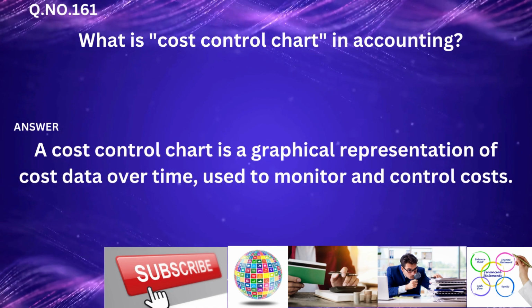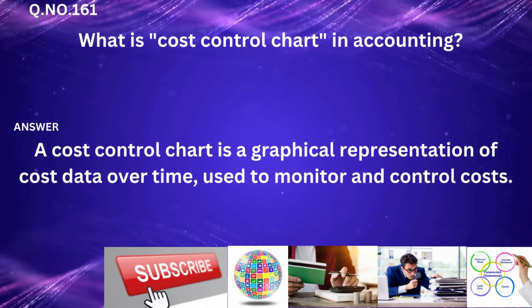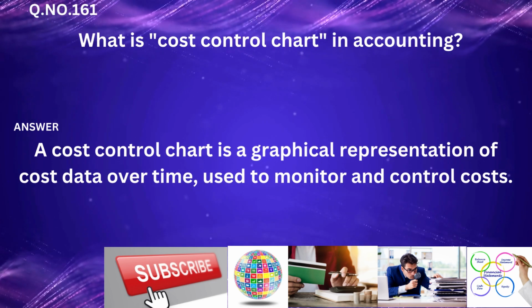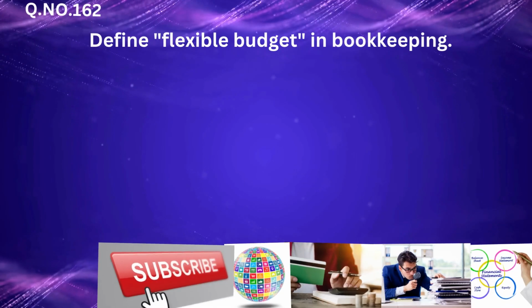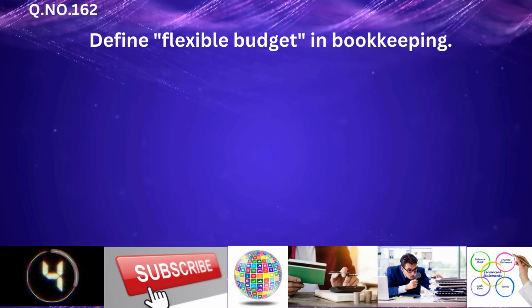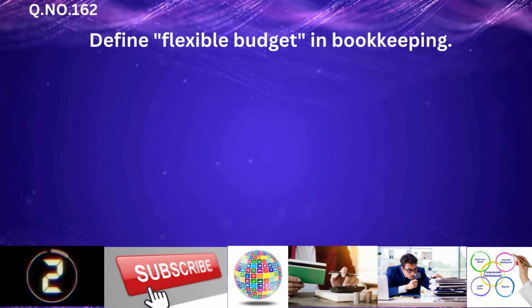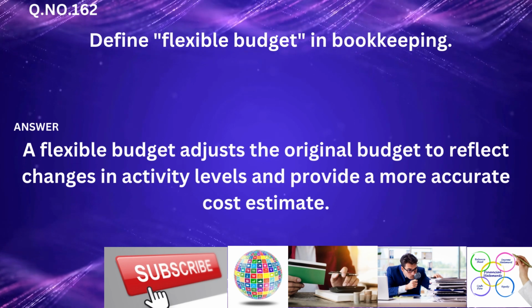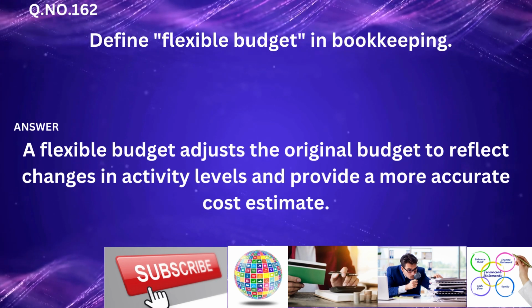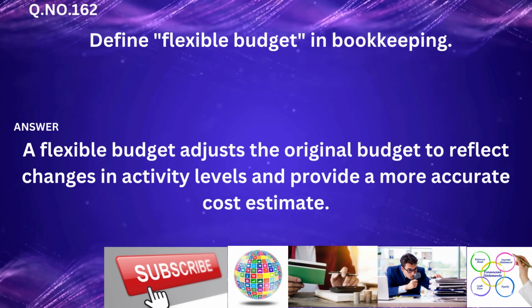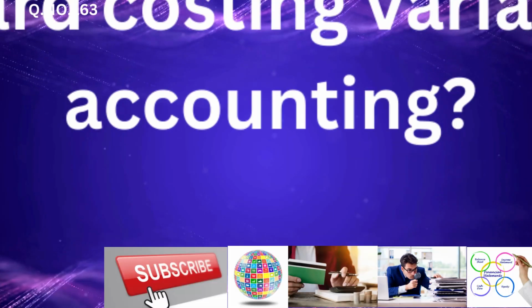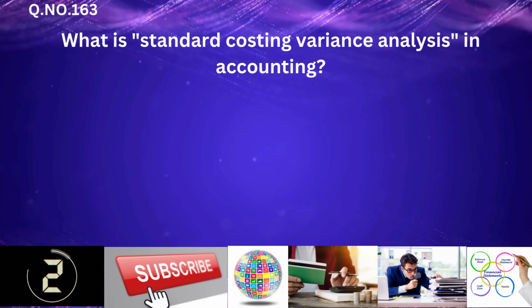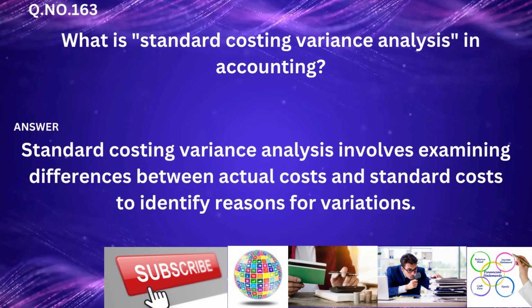Question 166. Define variable manufacturing costs in accounting. Answer: variable manufacturing costs are expenses directly associated with producing goods and vary with production levels. Question 167. What is cost estimation in bookkeeping? Answer: cost estimation involves predicting future costs based on historical data and assumptions.